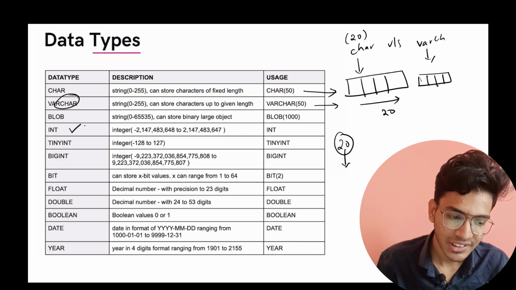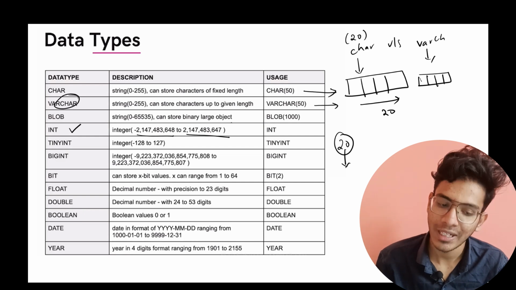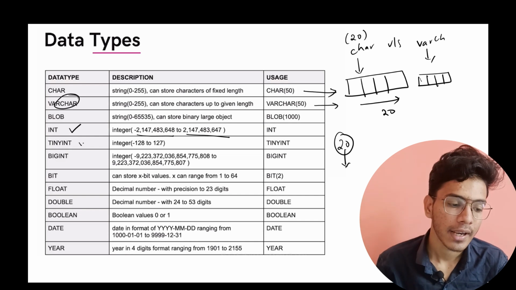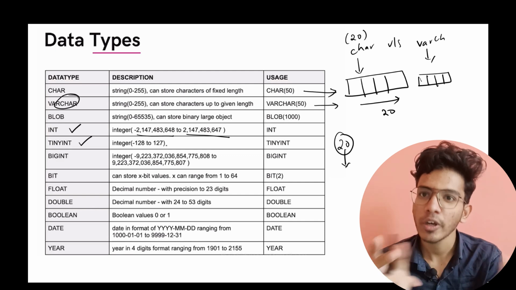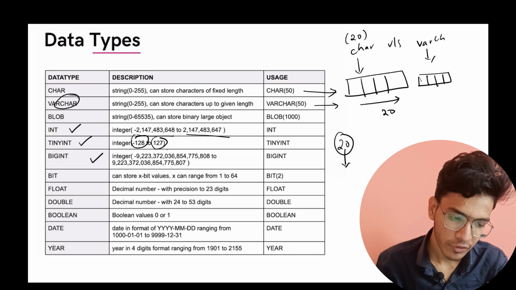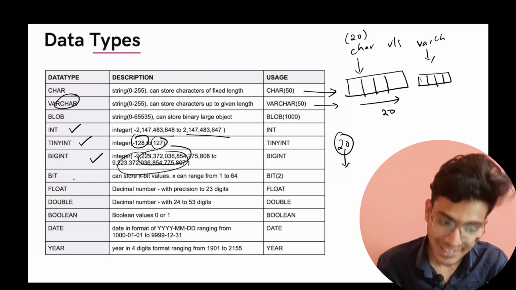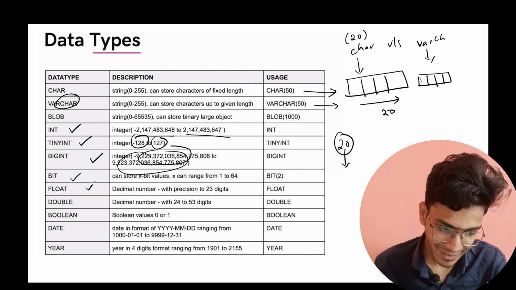And the next data type is int. Int is going to store integer values from -2 billion to 2 billion. It will not store any decimal values. Now the next one is tinyint. Tinyint will store some lower values from -128 to 127. After that, bigint will store data from -9 billion to +9 billion, and bit will store bit values.